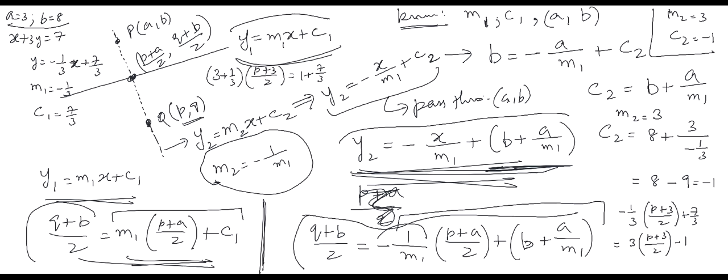Now take the LCM. This will be 10 over 3 times P plus 3 over 2, equal to 3 plus 7 over 3, which is also 10 over 3, because 9 plus 1 is 10. So P plus 3 over 2 is equal to 1, then P is equal to 2 minus 3, that will be minus 1. The answer is minus 1.